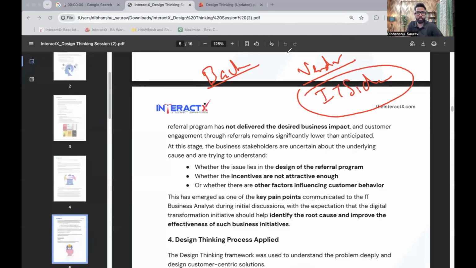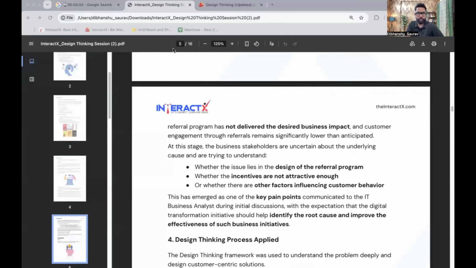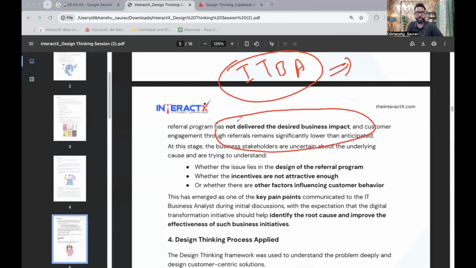Now, if you look at the problem statement, as an IT business analyst from the vendor end, while you are interacting with this insurance company, you get to observe that they tried going for a referral program. However, they are not happy with the desired business impact. The way they wanted this to be successful, there are certain reasons why they're not satisfied. Now, the problem statement here is that you as an IT BA have to figure out what went wrong with their referral program. And that is where we are trying to understand this with the concept of design thinking.